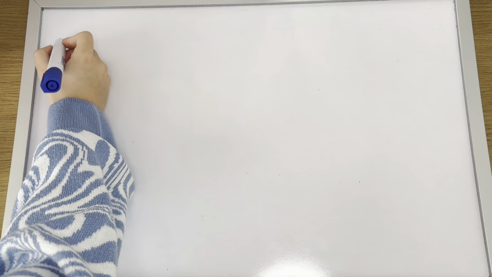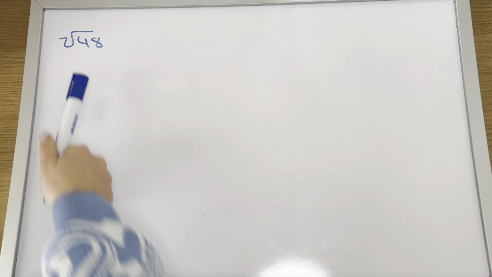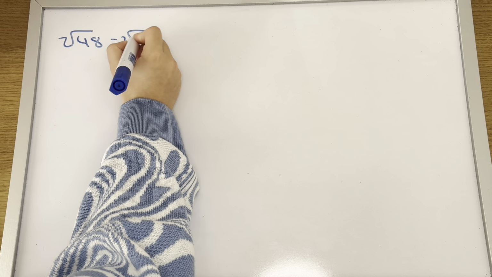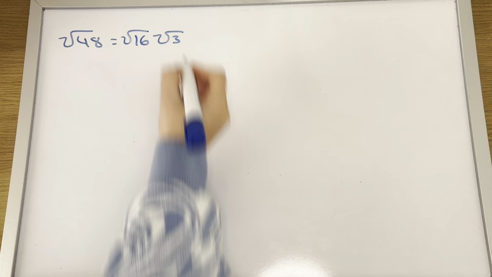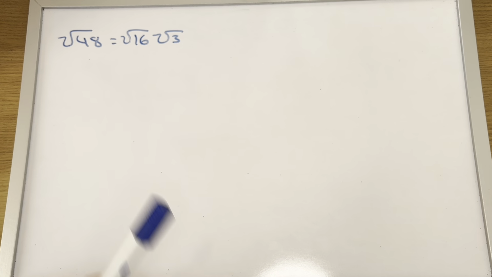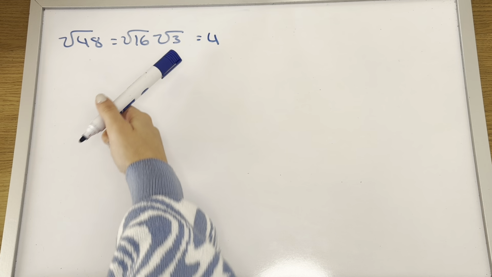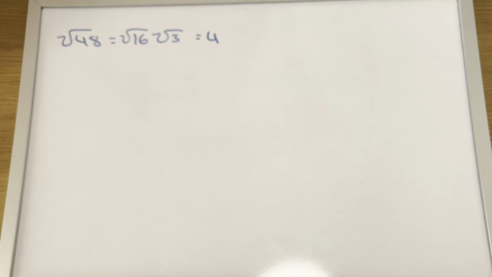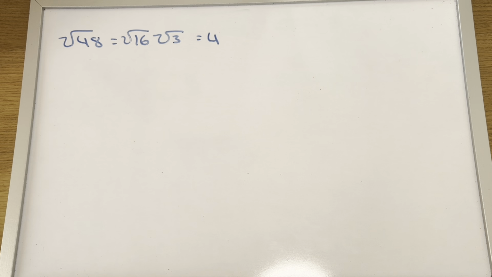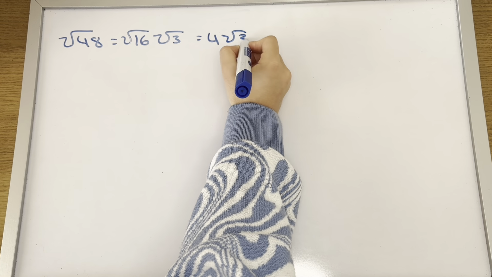I'm given the surd of 48, and I'm told to break this down into the simplest form. Well, then I have to ask myself, two multiples of 48, where one is a perfect number and the other is not. 16 and 3. And 16 is rational because it can be broken down into 4, but 3 is irrational and cannot be broken down, so it'll be left as the surd of 3.